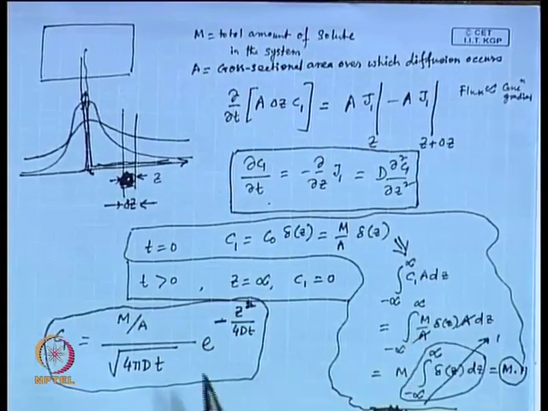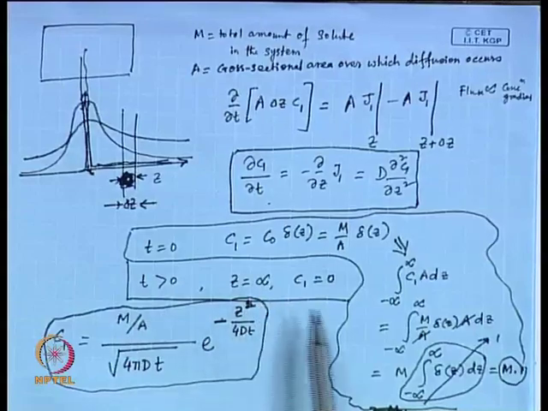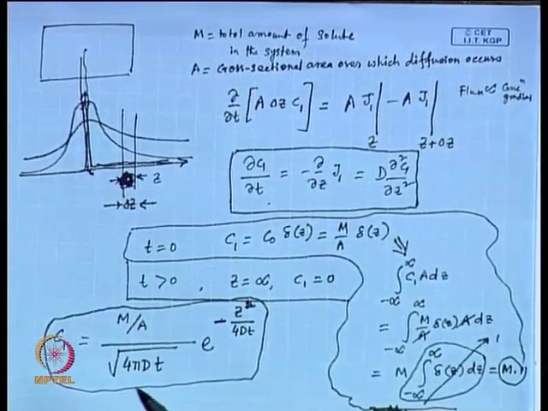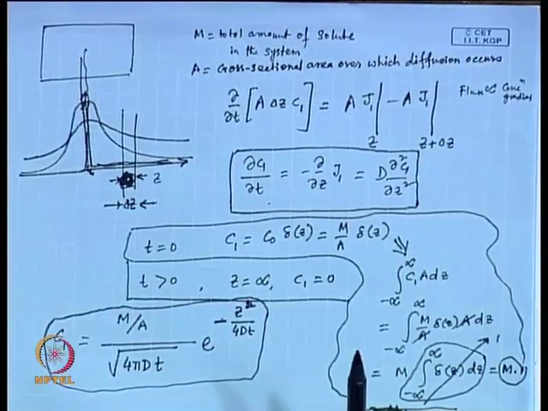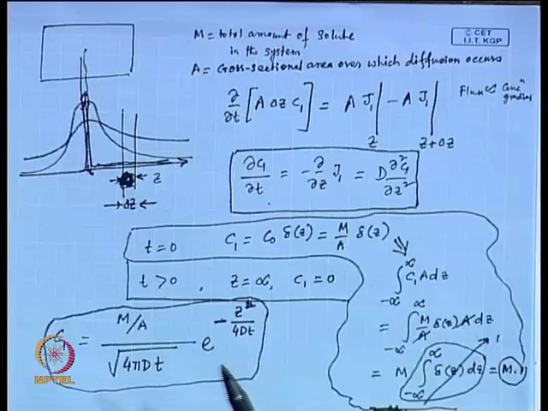Now, for t greater than 0 at z equal to infinity, C1 is equal to 0, that means the concentration far away from the spot has to be equal to the original concentration, which is 0. After all, this is a very small spot. So, the boundary condition you put here is that at infinity this concentration is equal to 0.